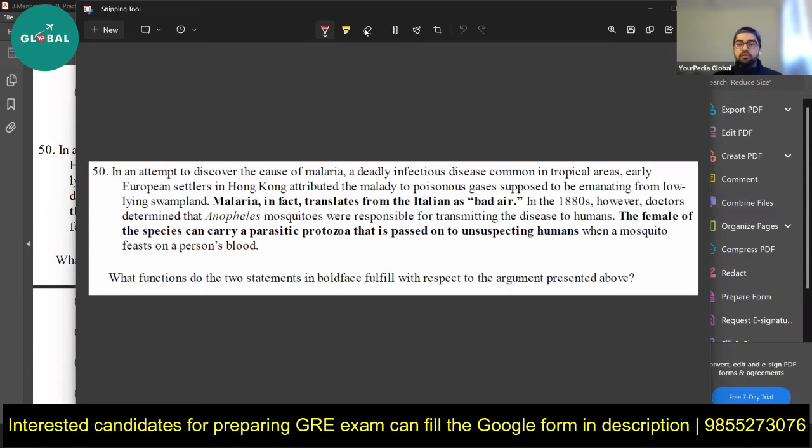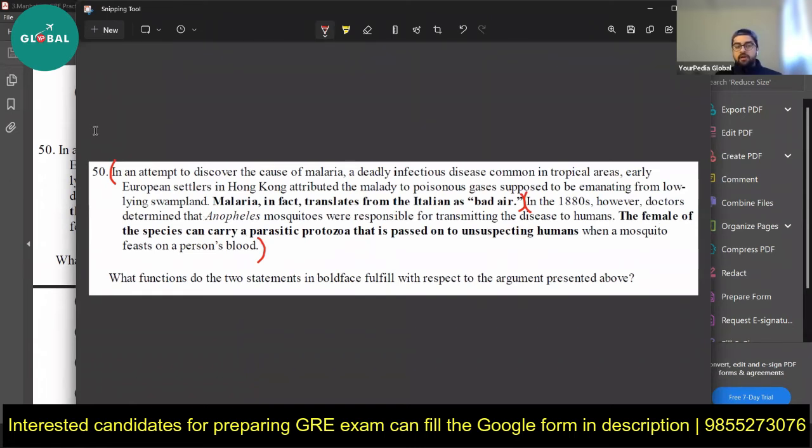Okay, so what do you think? Where is the conclusion? I think this has two parts. One part is starting from here and ending over here. It's about malaria, and initially they concluded that malaria is caused by poisonous gas emanating from the low-lying swampland. But in the 1880s, doctors determined that there is a mosquito that is basically responsible for malaria. The female of the species can carry it.